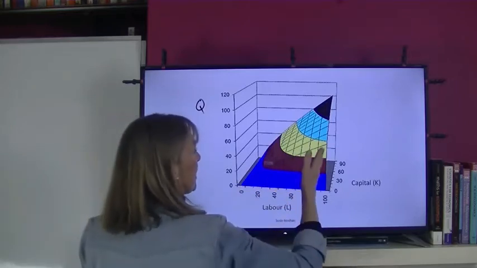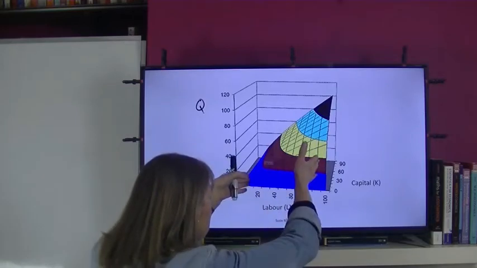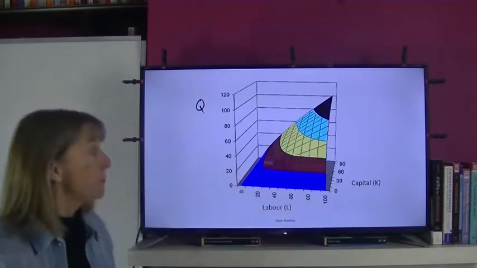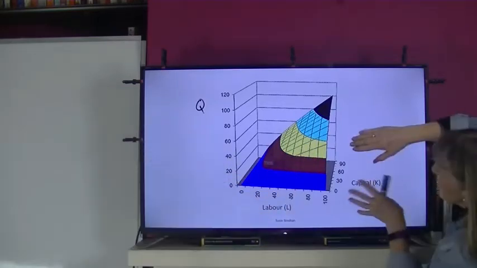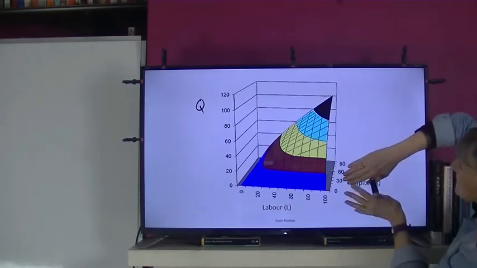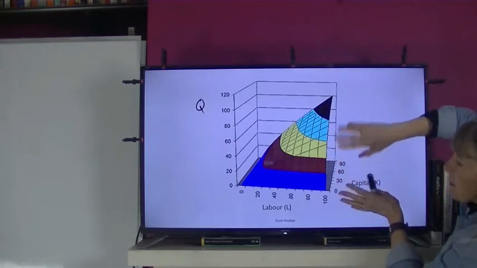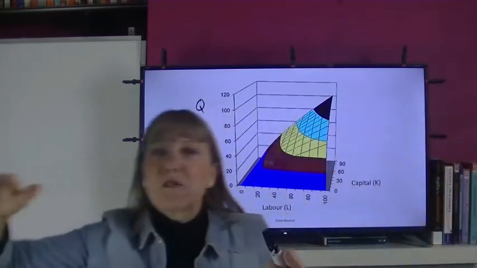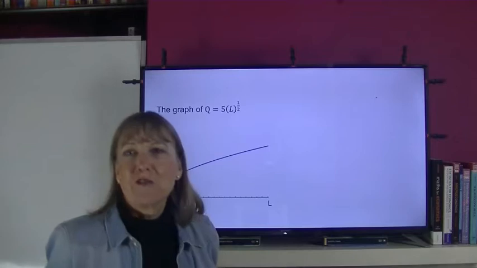Now, that's what it would look like. We'd be looking directly at this shape. On the other hand, if we held labour constant, imagine looking at it from this angle, from the capital axis, you're also going to see another one of these traditional diminishing returns shapes. Just a final note on this.